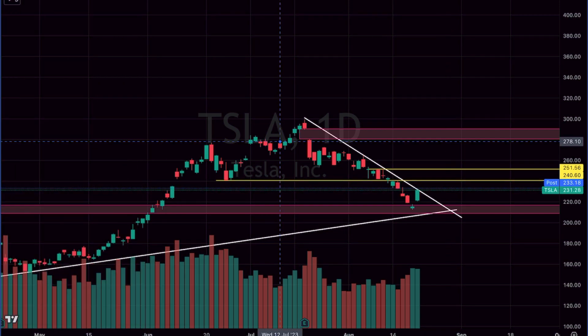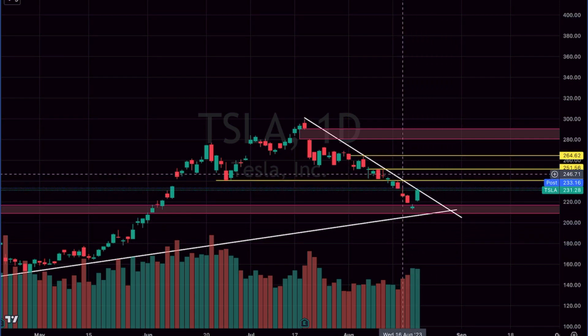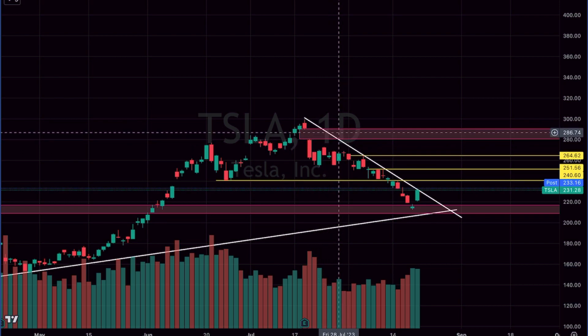And this is very simple. All I'm doing is taking out these lower highs here, right? Boom, another target right here, 264.6. And then you can have this as a target here. And then we have the gap, right?